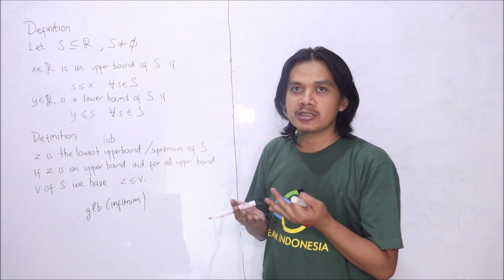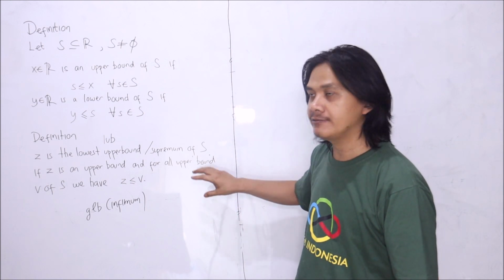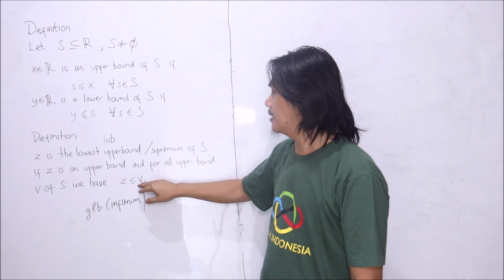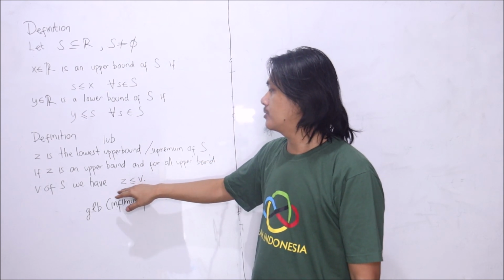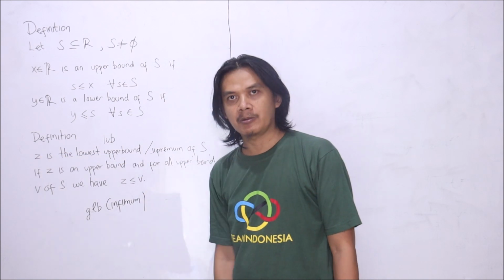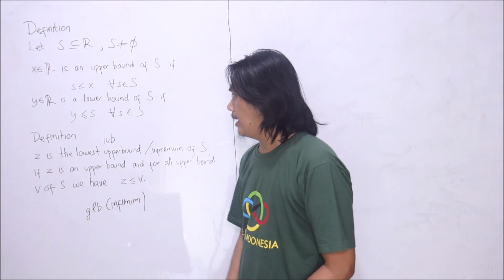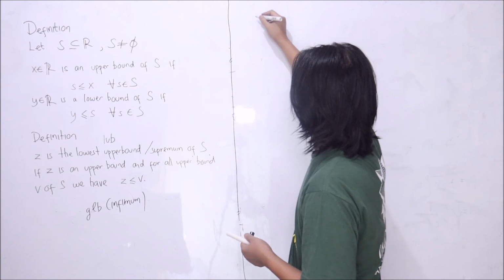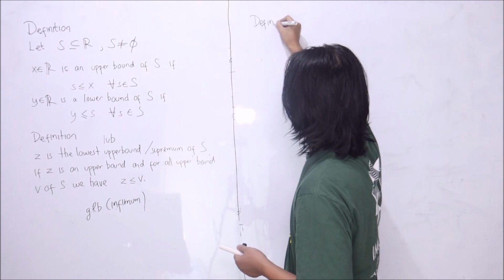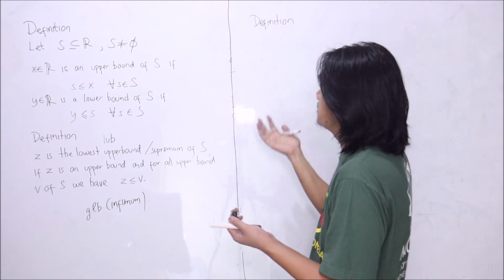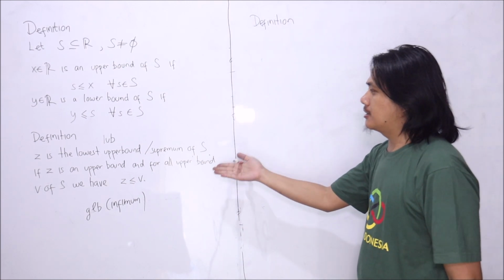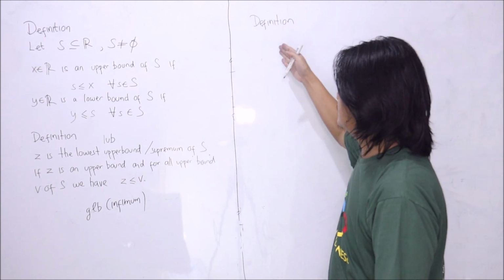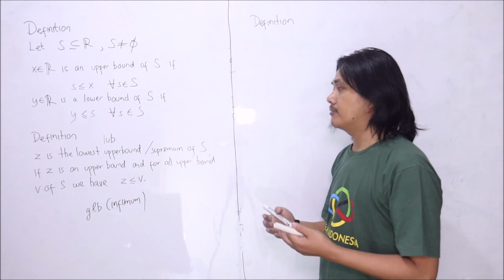What does the smallest mean? It means that if we have another upper bound for S, then this upper bound has to be greater or equal to this lowest upper bound. We can right away use this as the definition, or we can prove that this definition and the definition that I'm going to give are equivalent.